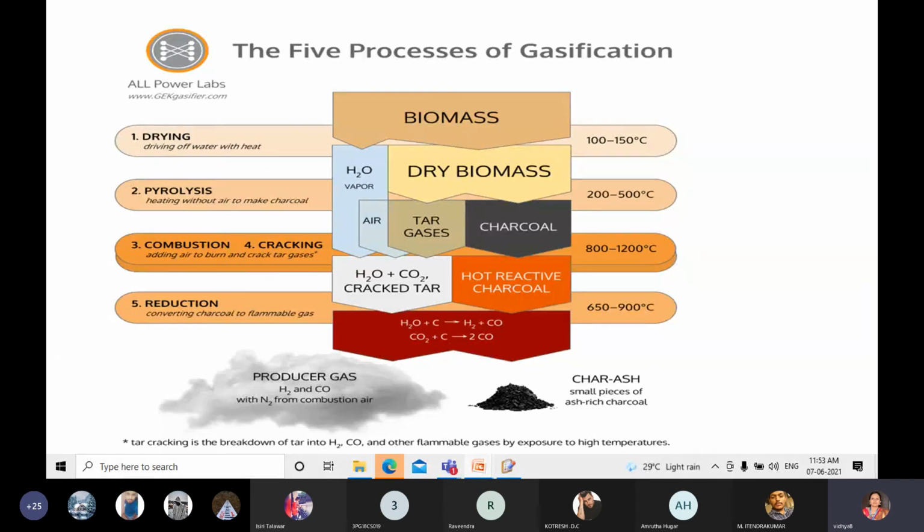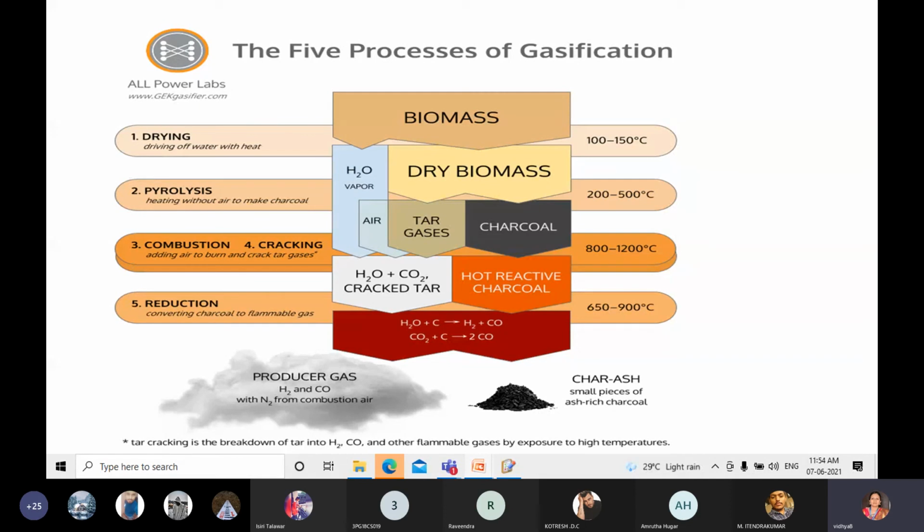Okay, and the next one, which is not shown here, is CO plus H2O. The carbon monoxide may react with water vapor and form carbon dioxide and hydrogen, the reverse process. Okay, carbon monoxide mixed with water vapor gives the output of carbon dioxide plus hydrogen. This is about the five processes of gasification.